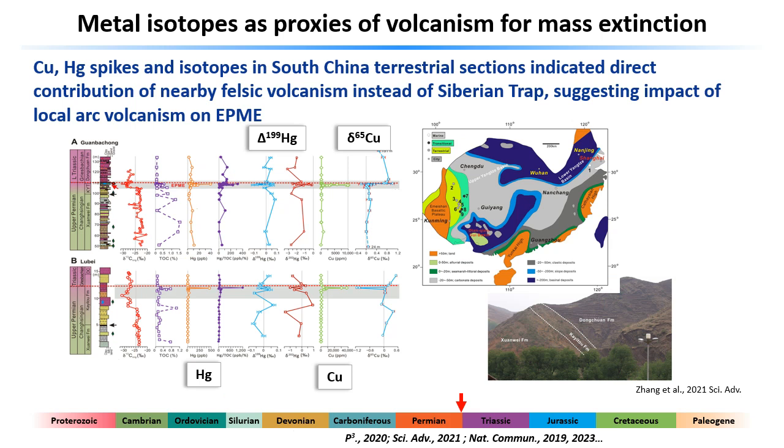So just the example of the end-Permian mass extinction, we can see in the figures that the mercury and copper spikes together with their isotopes in the South China terrestrial sections indicate probably direct contribution of nearby volcanism instead of Siberian Traps, and suggest an impact of local arc volcanism on this mass extinction.